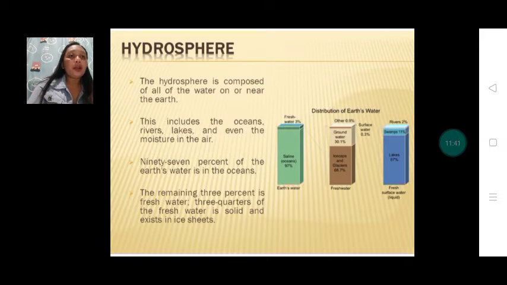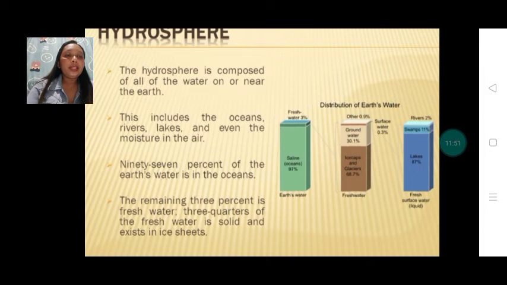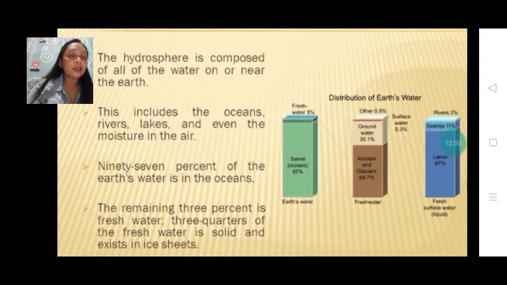So as you can see in the bar graph, this is the distribution of Earth's water. So from the saline ocean water, they got 97% of the Earth's water, and the fresh water is only 3%. And then let's see the middle bar. So the groundwater is 30.1%, and the ice caps and glaciers are 68.7% of fresh water, and then the other is only 0.9%.